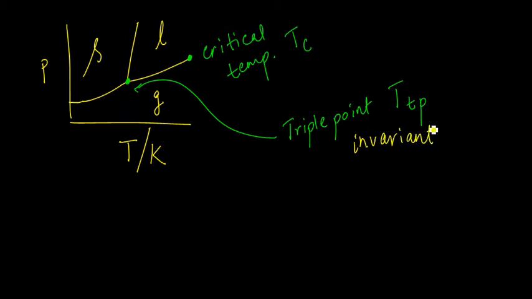The triple point of water is 273.16 Kelvin and 611 Pascal. So 100,000 Pascal is 1 bar. So this is a fraction, 1/100th of an atmosphere roughly. So it's a very low pressure for the triple point of water.